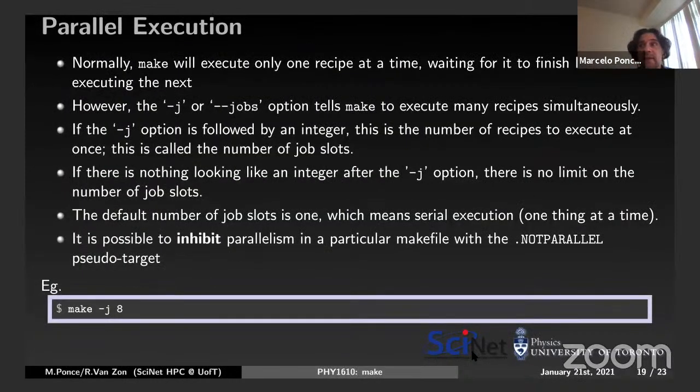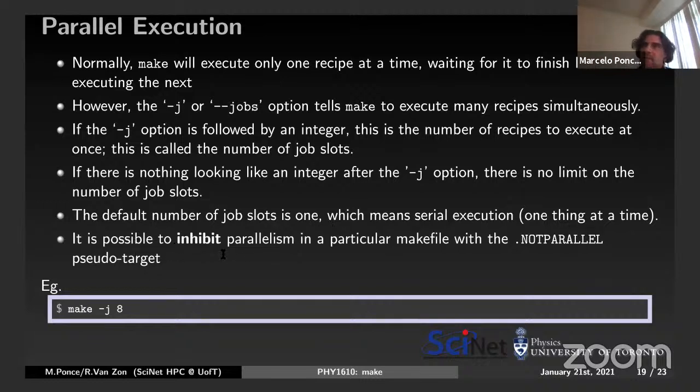Okay, the other good thing that Make can do for us is parallel execution or optimization. Basically, Make by default will execute one recipe at a time, waiting to finish before executing another. However, if you indicate -j and a number, or --jobs, it tells Make to execute many recipes simultaneously. If you put a number, this is the number of recipes or rules that you will execute. If there is nothing after -j, then there is no limit on the number of job slots, and it will try to take the number of cores that you may have, or even more.